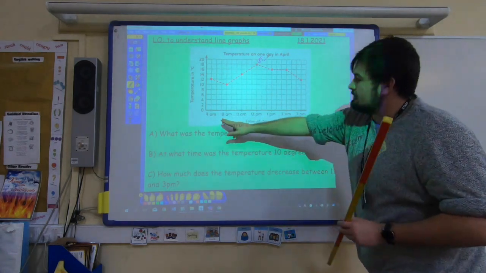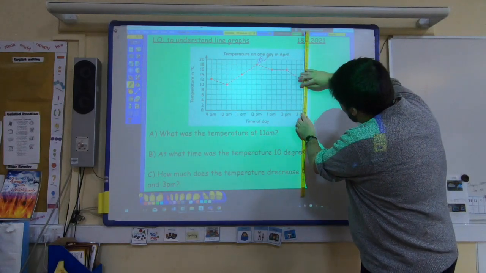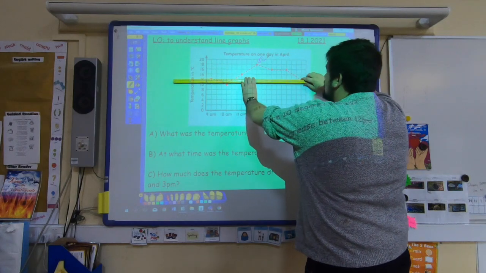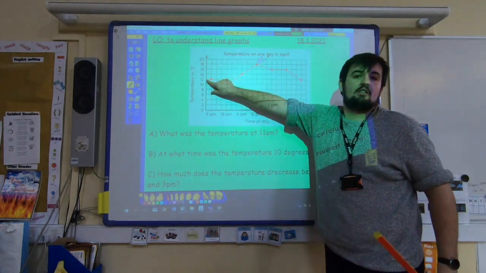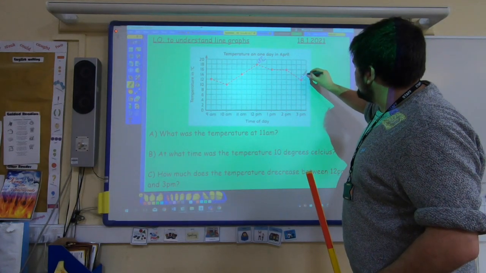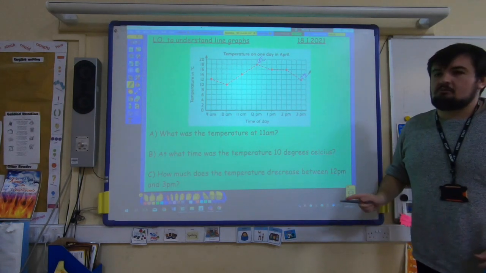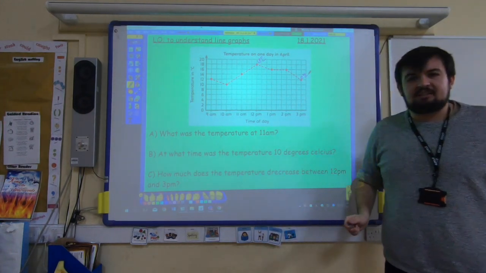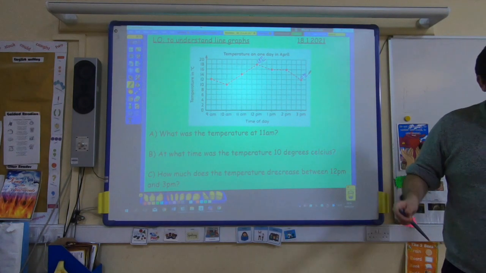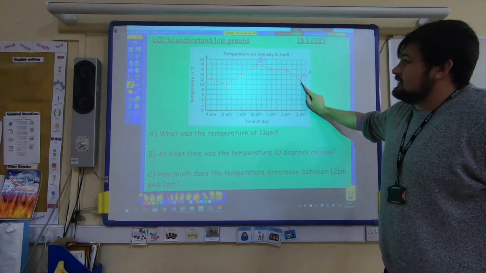Well, I'm going to look across the bottom. 3 p.m. is on this line, so I'm going to go up this line to this dot, and then go from that dot across. The temperature is 12 degrees Celsius. Good, 12 degrees Celsius. Well, I now need to find how much it has decreased. What does it mean by decrease? Goes down. How much has it gone down? Between 12 and 3.